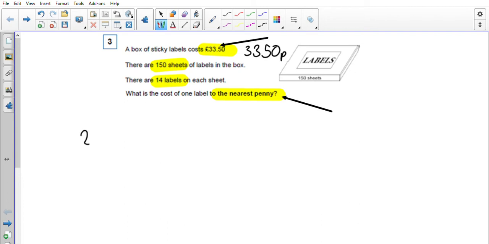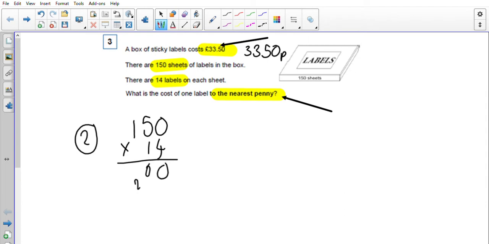Job number 2 is to work out how many labels there are, because I need the cost of one label to the nearest penny. Okay, so what I need to do is 150 multiplied by 14 to get my answer for that. Okay, 4 times 0 is 0, 4 times 5 tens is 20 tens. Carry the 2 down here. 4 times 100 is 400 plus my 200, so it gets me that 600.